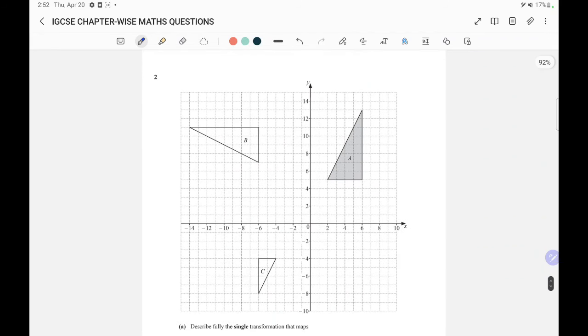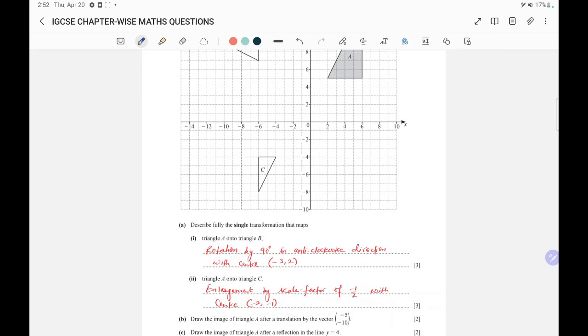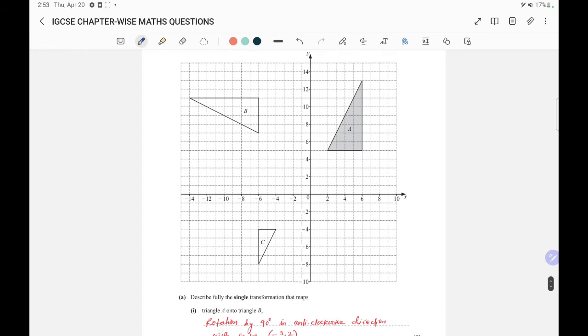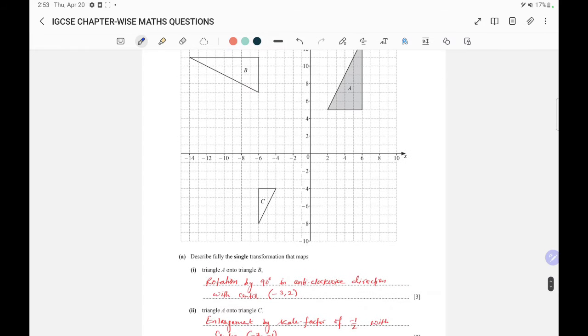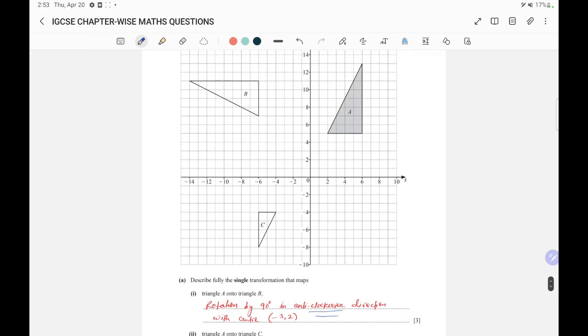Now question 2. I already told you that if you need more clarification, then write in the comment box so that I can make separate videos with the help of tracing paper for that. Now describe fully the single transformation that maps triangle A onto triangle B. Again it looks like rotation in anti-clockwise direction, with center -3, 2. Just check -3, 2 here at this point. You will rotate like that and this will overlap this.